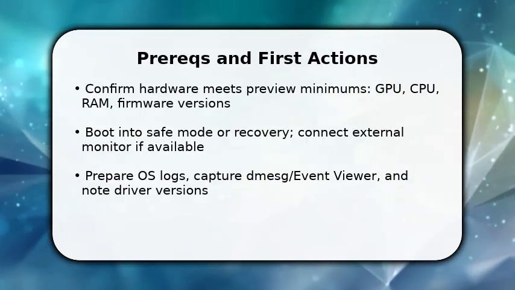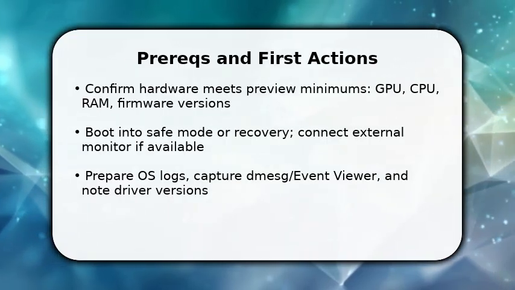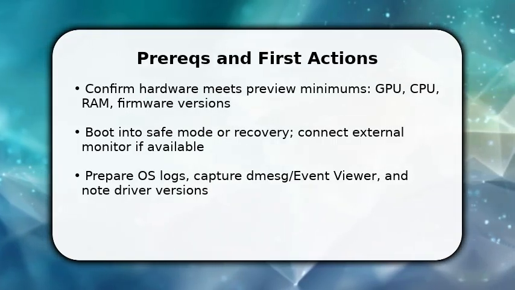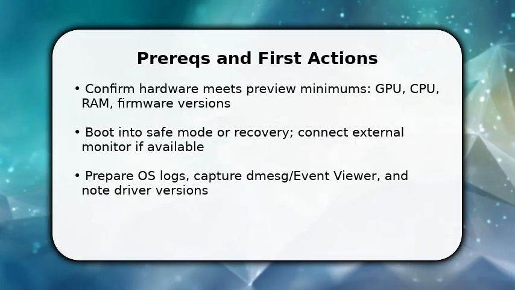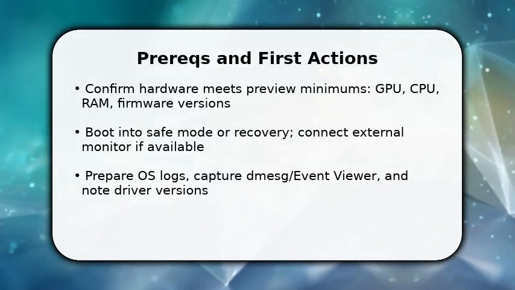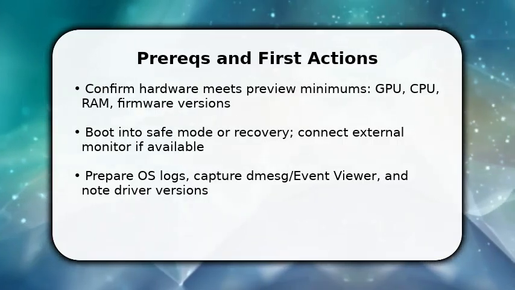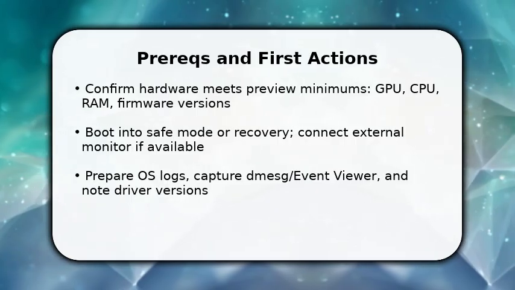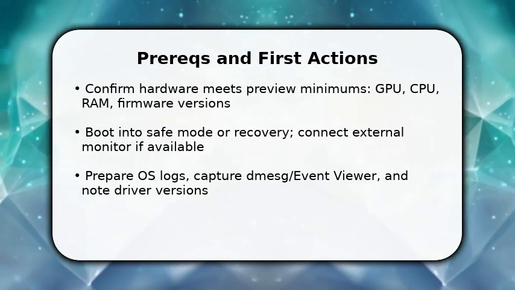You start by confirming prerequisites and immediately capturing evidence. You need to boot into safe mode or recovery and attach an external monitor to rule out panel issues. While the system is down, gather logs, dmesg on Linux or Event Viewer on Windows, and write down GPU driver and firmware versions. Once done, disable automatic driver updates to prevent overwrites, and place the device on a stable power source so nothing interrupts the next steps.